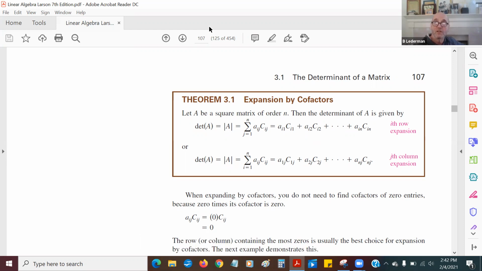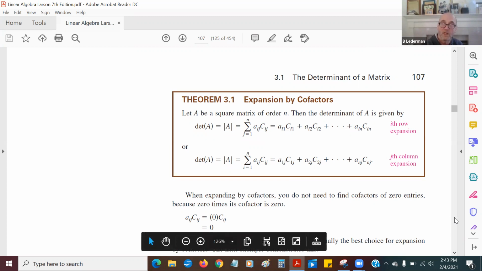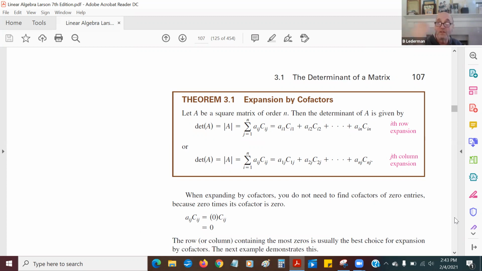So that's awesome. But what this is basically saying is the same as our original definition, only instead of the first row, here we're saying use the ith row, so i1, i2, through in, or the jth column, 1j, 2j, through nj. So there you go. It works on any row, any column. And like I say, I usually look for the row or column that has the most zeros in it, because that's going to make things as easy as possible.